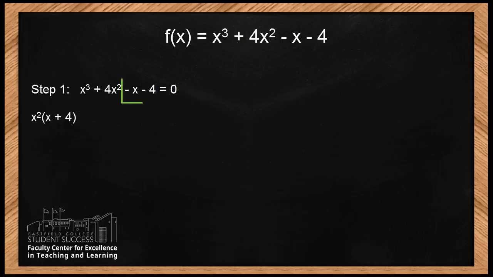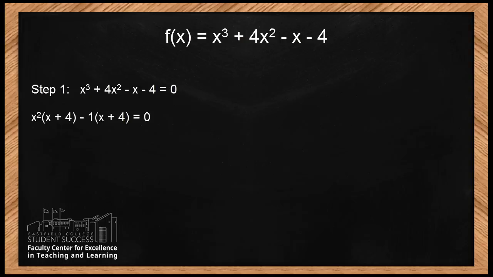We'll do the same thing with the next group, which is negative x minus 4. We'll ask the same question: what is the greatest common factor? The greatest common factor here is a negative 1. So when we factor out a negative 1, look very carefully. When I take a negative 1 out of negative x, x is left. When I factor a negative 1 out of negative 4, a positive 4 is left. Of course, it all equals 0.